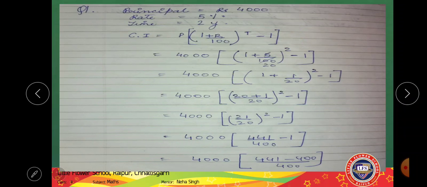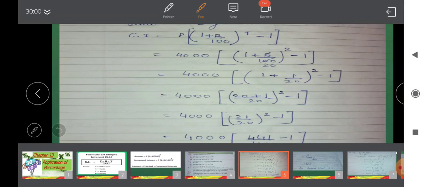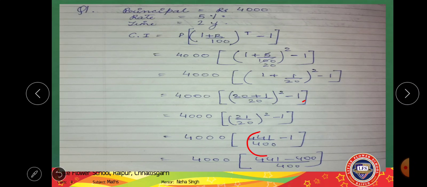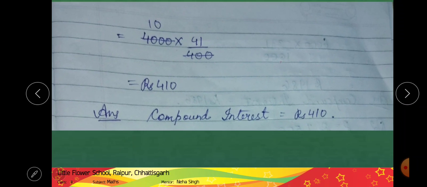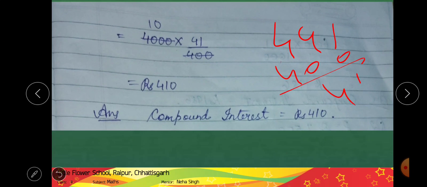So now solving it further. Again this will be multiplied. 441 upon 400 and minus 1. So now this will be cross multiplied again. 441 into 1 is 441, 400 into 1 is 400, and the denominator will be 400. So now 4000 into 441 minus 400 will be 41, this 41, and upon 400.